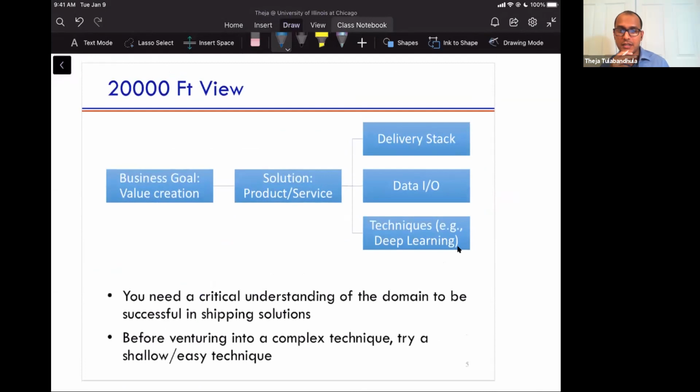So here's a quick comment, right? Whenever you see problems in a business setting, they're all focused towards the key goal of that business, right? Which is value creation, whatever it is.